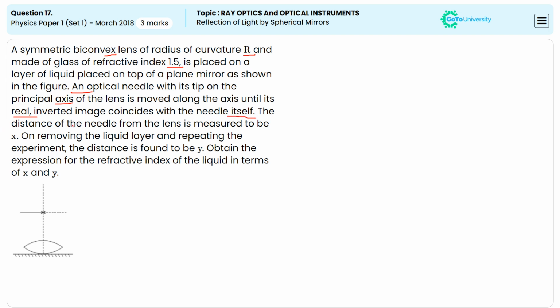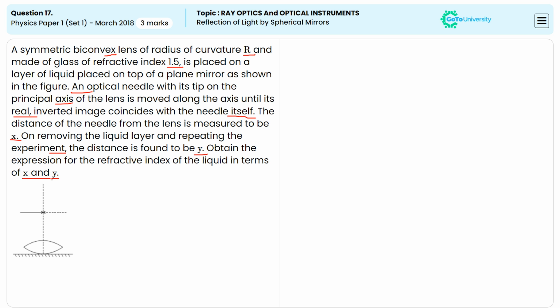The distance of the needle from the lens is measured to be x. On removing the liquid layer and repeating the experiment, the distance is found to be y. Obtain the expression for the refractive index of liquid in terms of x and y. Okay, now here we need to find the refractive index of liquid in terms of x and y.